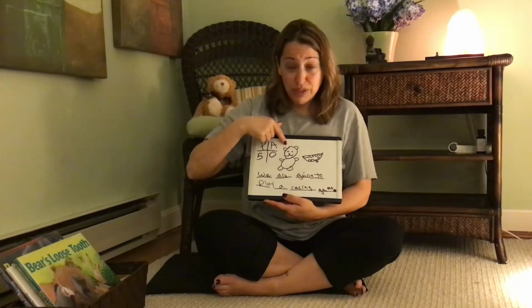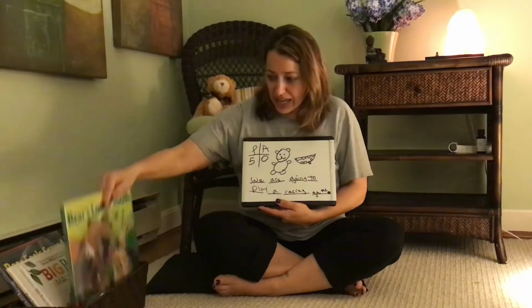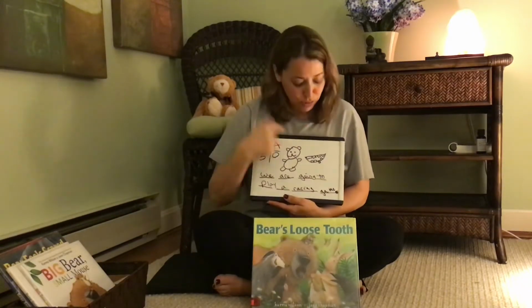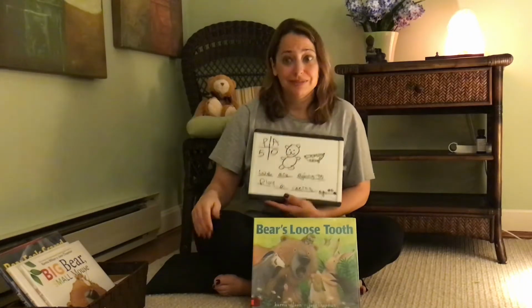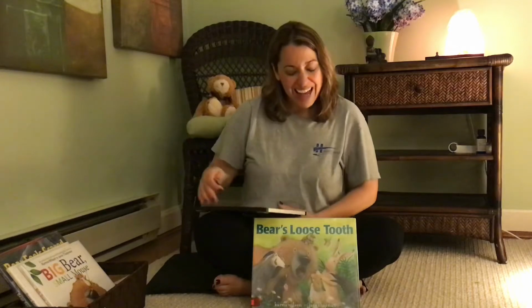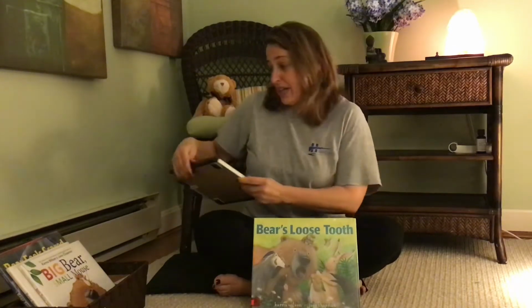Here's Bear. We're reading all books this week about Bear, books by Karma Wilson and Jane Chapman. And the story we're reading today is called Bear's Loose Tooth. Bear's tooth, and that's the one that's loose. And you're going to see what happens when Bear has a loose tooth. And then after that, we will play our game.